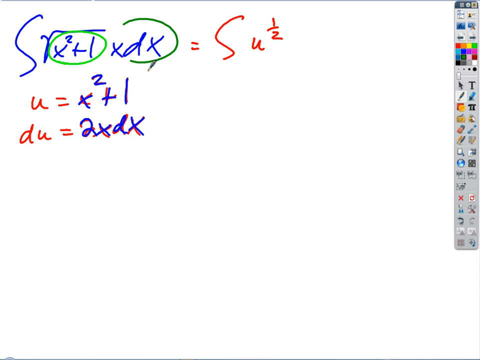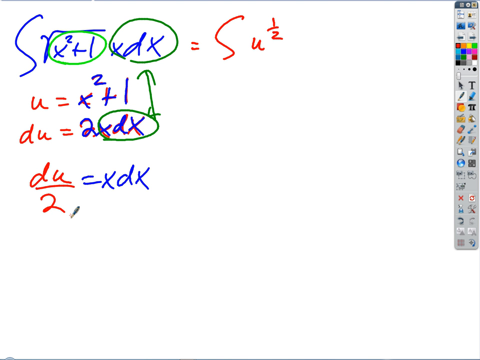When you want to finish your substitution, look for the part that is accounted for, and the part that is unaccounted for. Let's go back to our substitution equations and find out where that sits. There it is. To solve for that piece, I would just divide both sides by 2. So we get x dx equals du over 2.